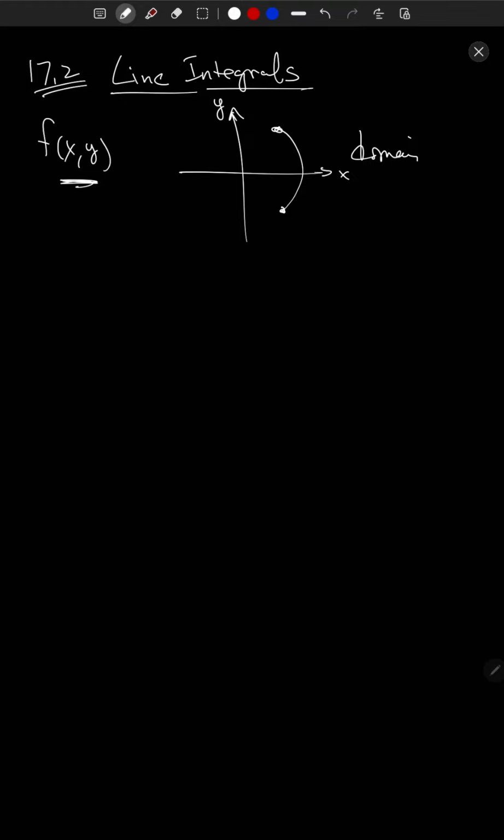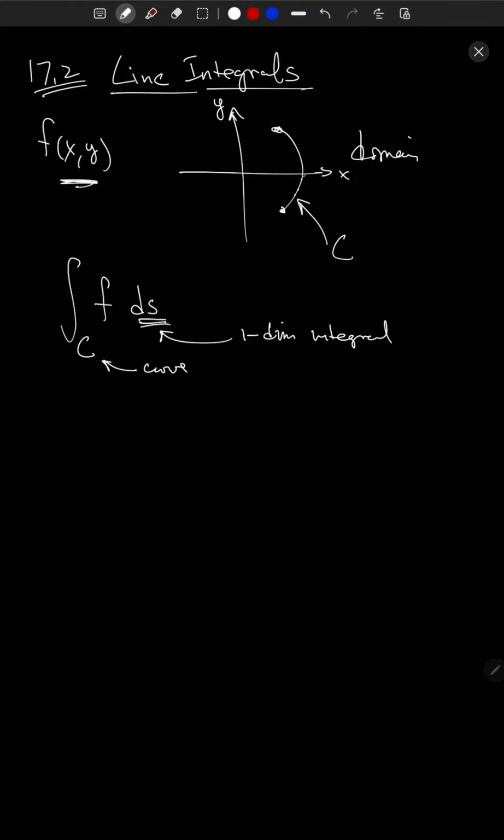I'm going to give this curve the name C. And we're going to be integrating the function over this domain. So our notation is going to be the integral of f ds over C. So C is the curve that we're integrating over. The ds references the fact that this is a one dimensional integral, right? Because we're integrating over the curve.